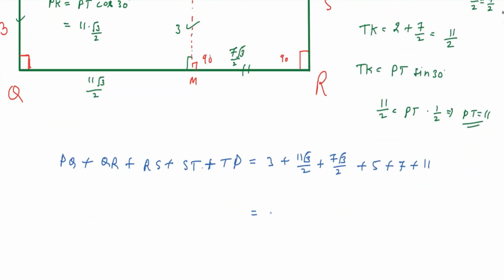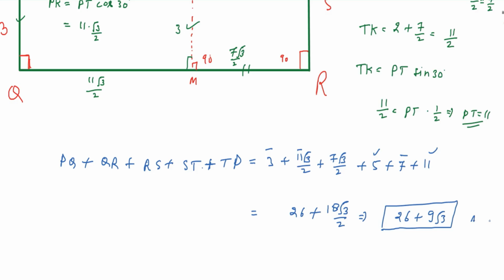Very first we will simplify it. 7 plus 3 is 10, plus 5 is 15, plus 11 is 26. Further, 11 square root of 3 divided by 2 and 7 square root of 3 divided by 2 will be 18 square root of 3 divided by 2. Further it can be given as 26 plus 9 square root of 3, that is the required perimeter of this pentagon, and this is the final answer of this question.